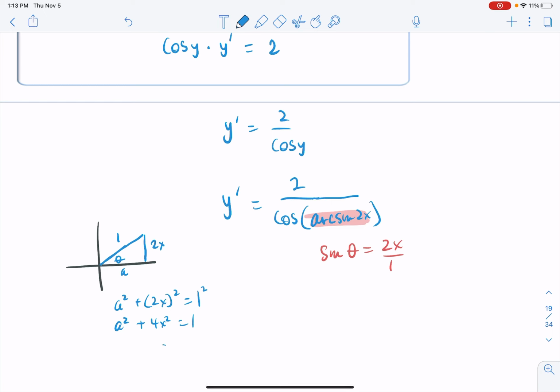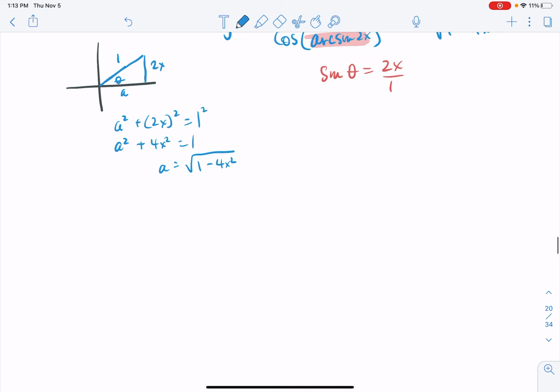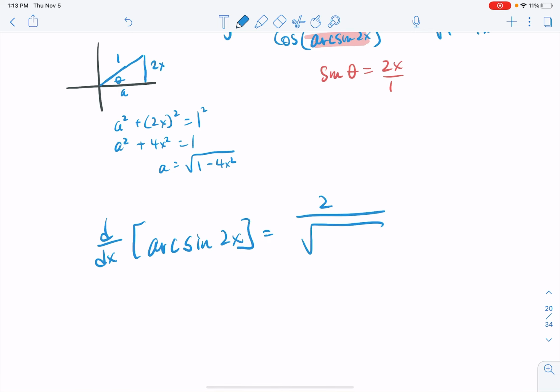Subtract, take the square root, and I can see that a is equal to the square root. It's really plus or minus, but for right triangle stuff, we only keep the plus. 1 minus 4x squared. So put that on the bottom of this thing. It's equal to 2 over the square root of 1 minus 4x squared. So let's see if we can put the pieces together here. The derivative with respect to x of the arc sine of 2x is equal to 2 over the square root of 1 minus 4x squared.